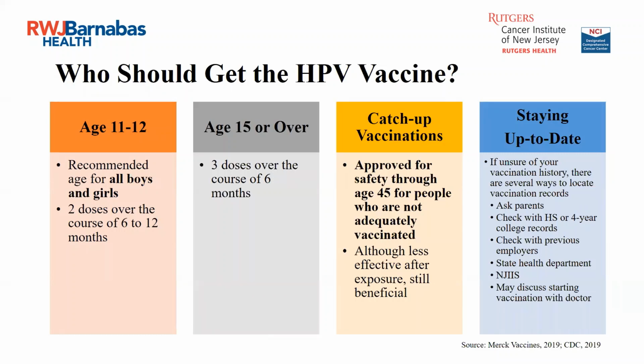So when it comes to the HPV vaccine, who should be getting it? It's recommended to get the HPV vaccine at age 11 to 12 for all boys and girls. It's recommended to get 2 doses over the course of 6 to 12 months. If you're getting it at age 15 or over, you want to get 3 doses over the course of 6 months.